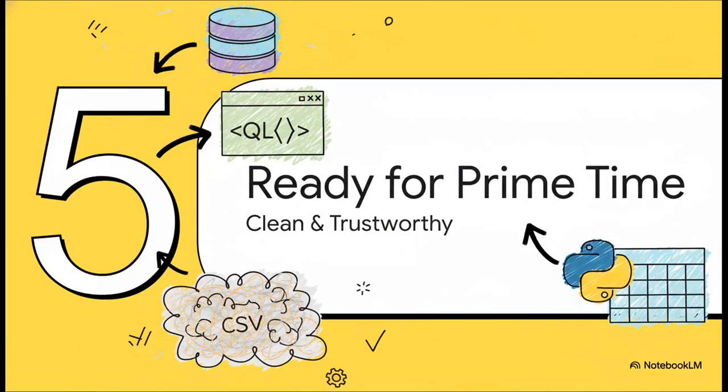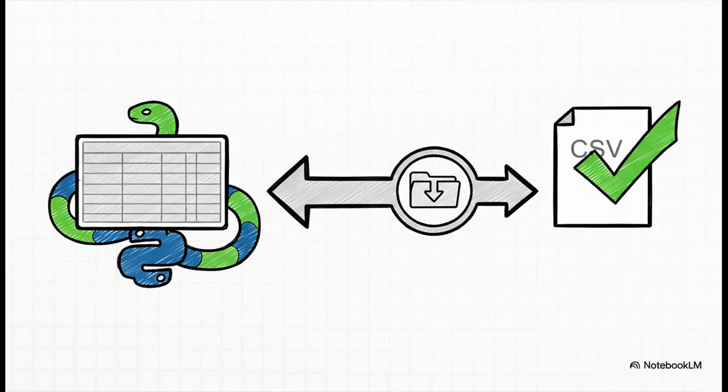So after all that, after getting the data into a database, asking it some questions, and running it through a deep cleaning routine in Python, its transformation is complete. The data is now clean, structured, and most importantly, trustworthy. It is officially ready for prime time. And the very last step is to save our hard work. With another simple command, to.csv, we take our perfectly clean data from Python and export it back out into a brand new, pristine CSV file.